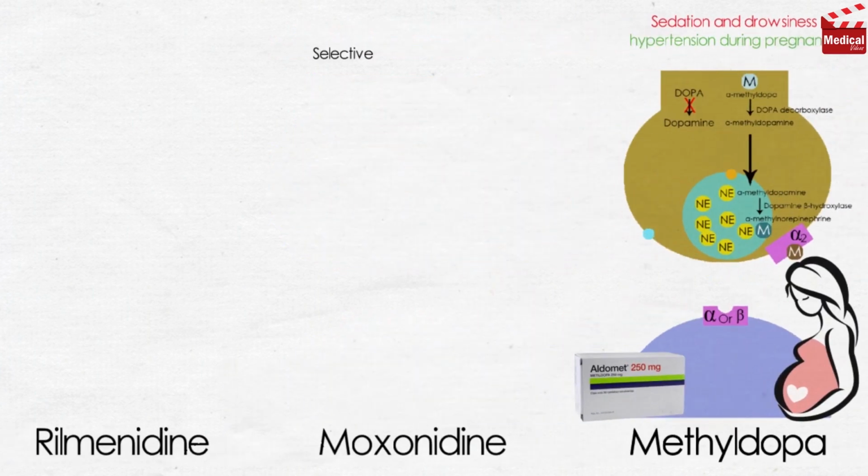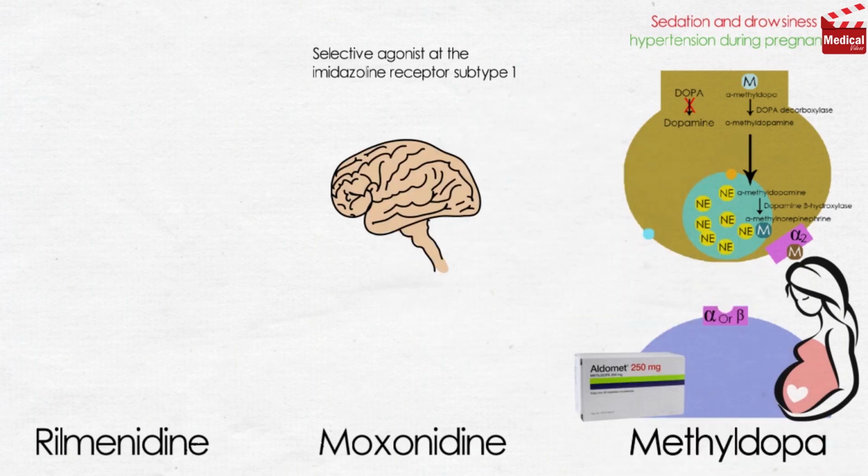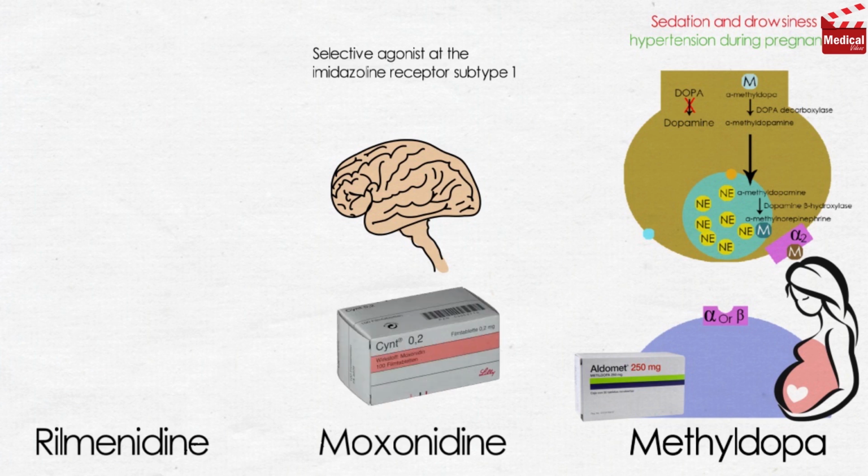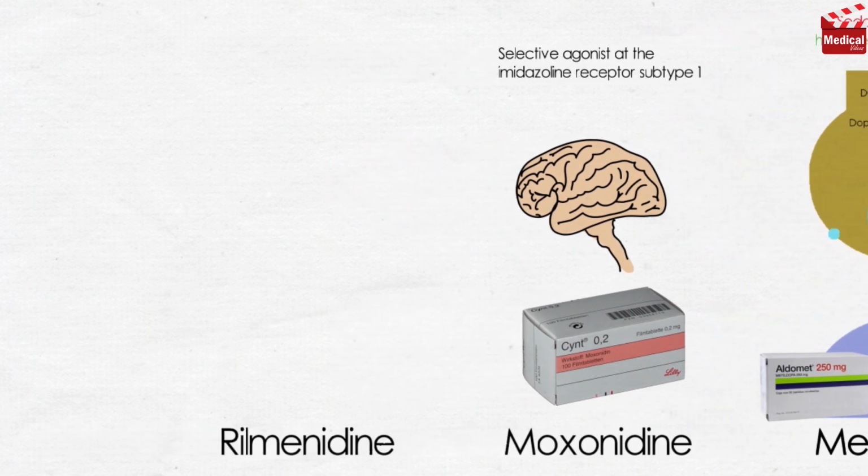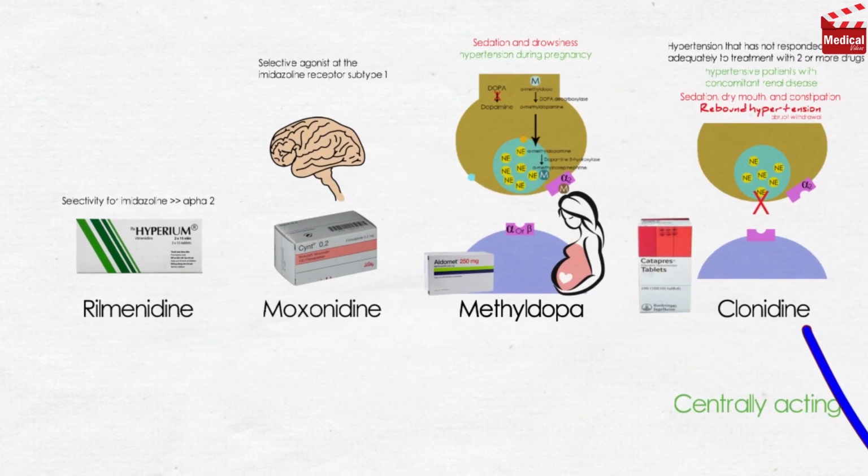Moxonidine is a selective agonist at the imidazoline receptor subtype 1. This receptor subtype is found in specific areas in the medulla oblongata. It therefore causes a decrease in sympathetic nervous system activity, and therefore a decrease in blood pressure. And the last agent in this category, rilmenidine, shows greater selectivity for imidazoline receptors than for cerebral alpha-2 receptors. Side effects include dry mouth, sedation, fatigue and dizziness, but they are less pronounced with the newer generation.